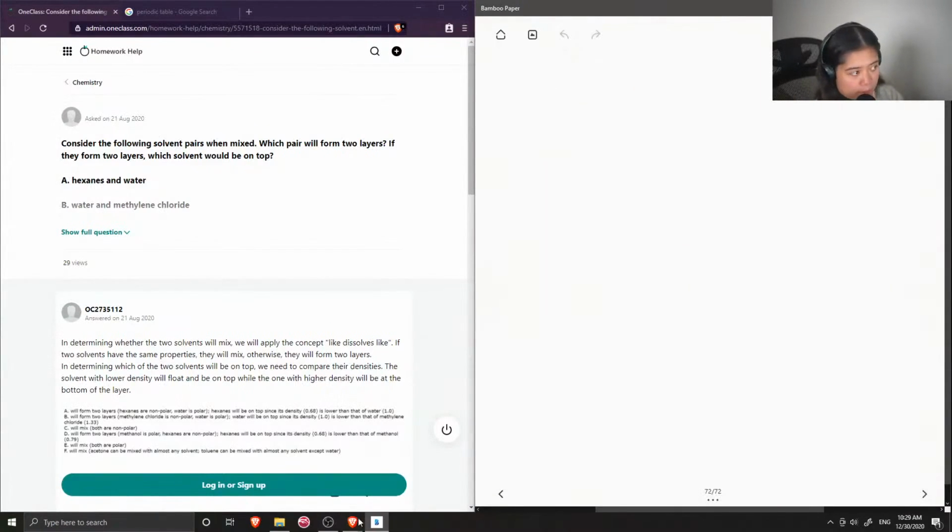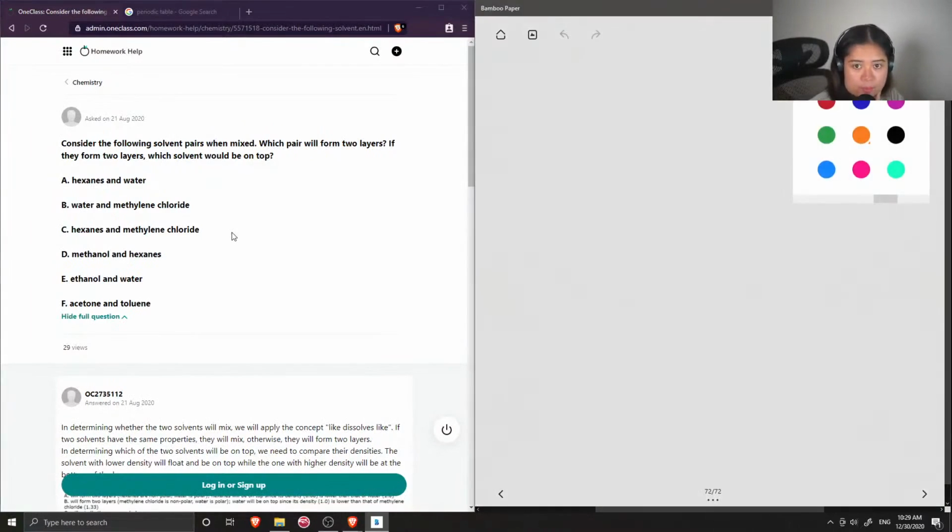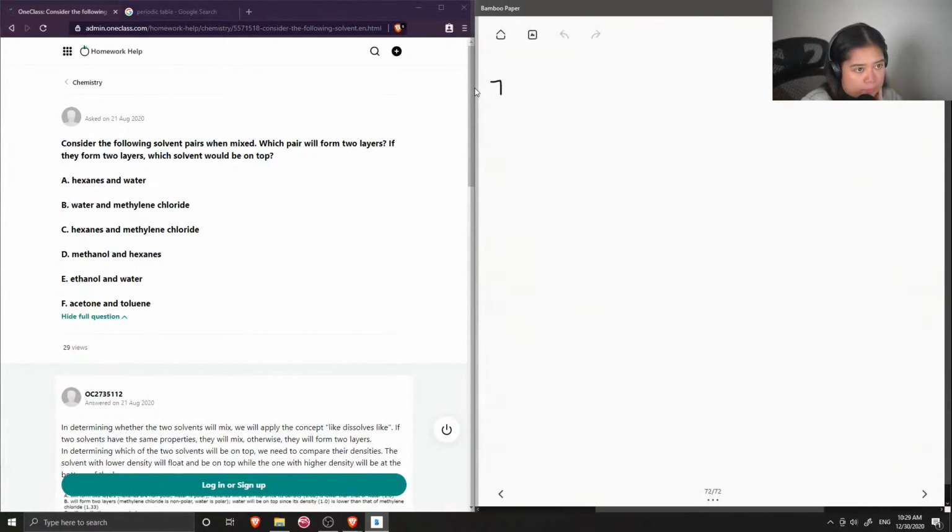Okay, so question number 7. Consider the following solvent pairs when mixed. Which pair will form 2 layers? If they form 2 layers, which solvent will be on top? Okay, so to answer this question, let's recall the phrase that like dissolves like.